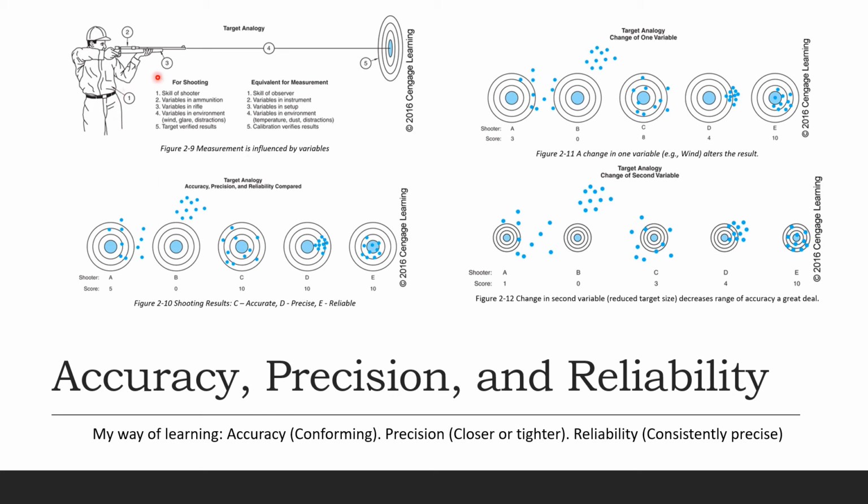Just trying to tell you, you have variation in the shooter, okay? Then you have variation in the rifle, you have variation in the environment, okay? And then you also have a target with different results. So these are all variations.